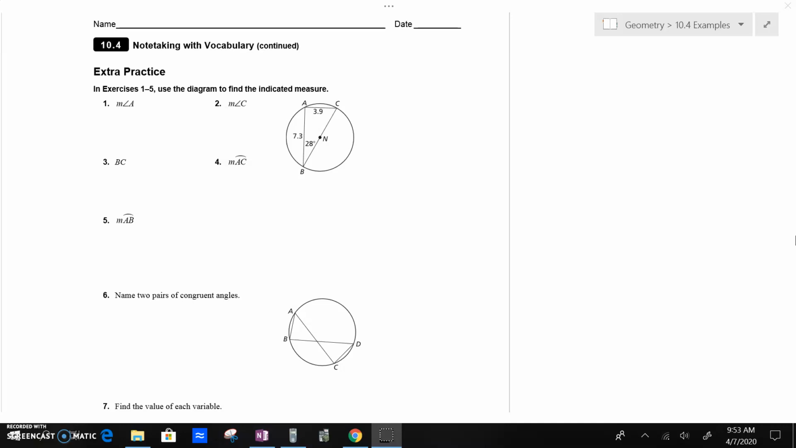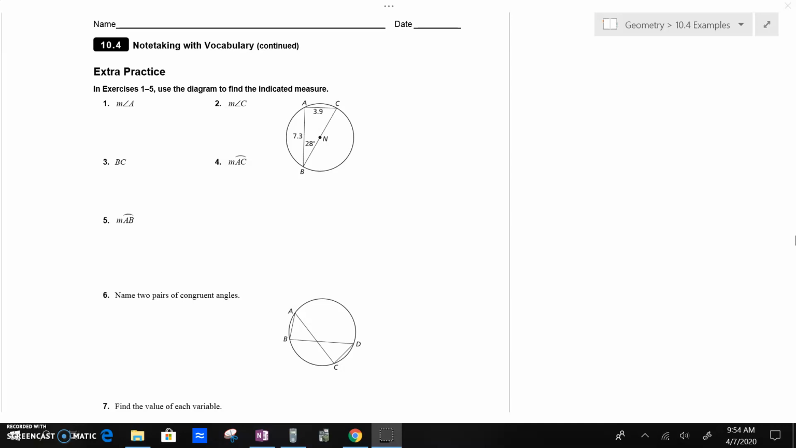So in questions 1 through 5, we have this diagram where you've got a triangle that is inscribed within the circle, and we don't know much more about it other than they wrote in that one of the sides was 3.9, one of the sides was 7.3, and the angle B is 28 degrees. And it looks as though the center of the circle is the letter N, which means that side from B to C is cutting that circle in half. Or another way to say that is that's the circle's diameter.